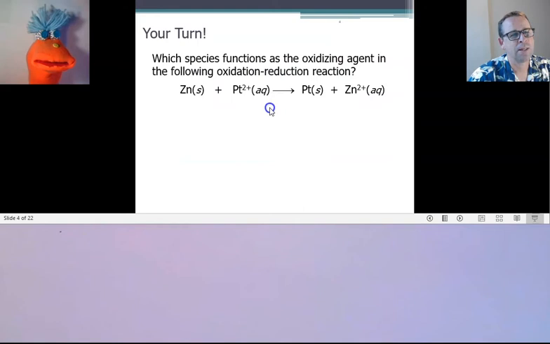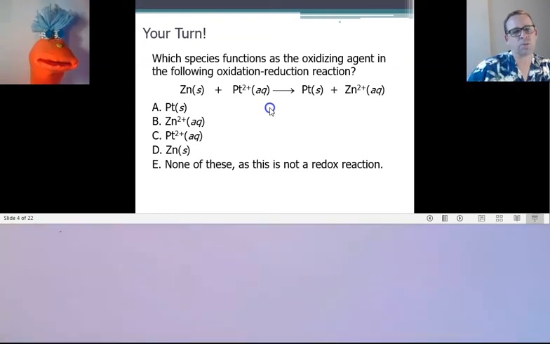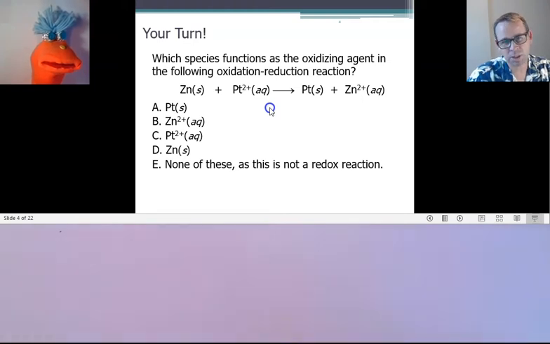Okay. And this is helpful because sometimes you want to speak about which chemical is being oxidized, but sometimes you want to talk about which chemical is doing the oxidation or which chemical is doing the reduction or is being reduced.